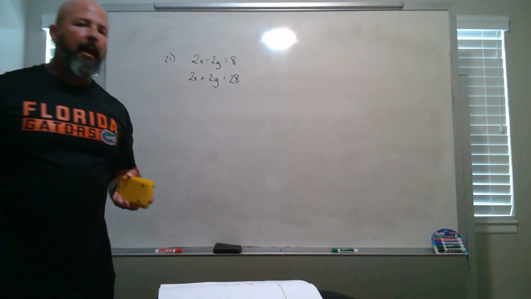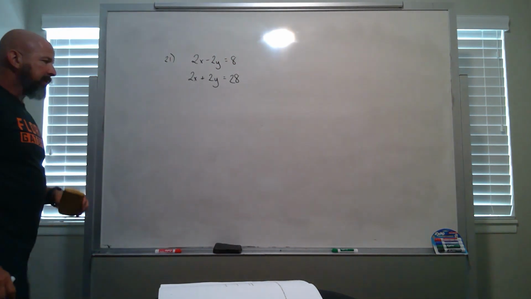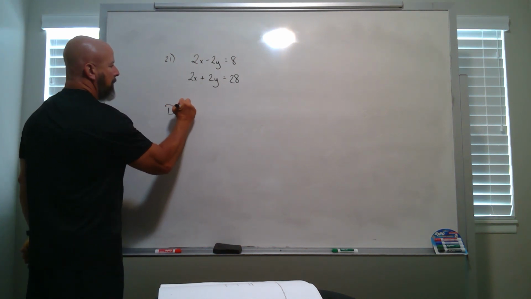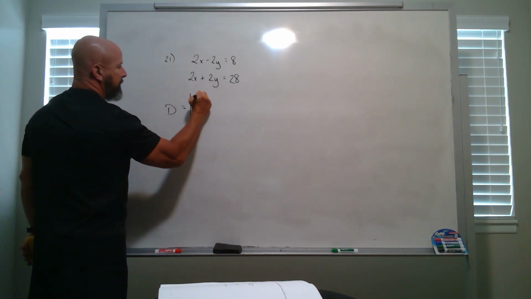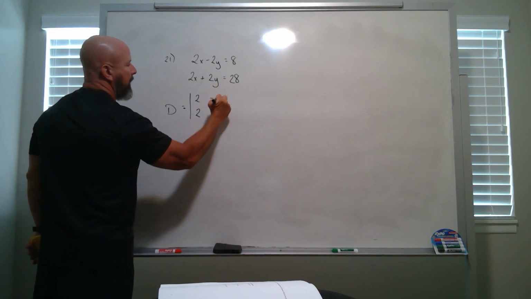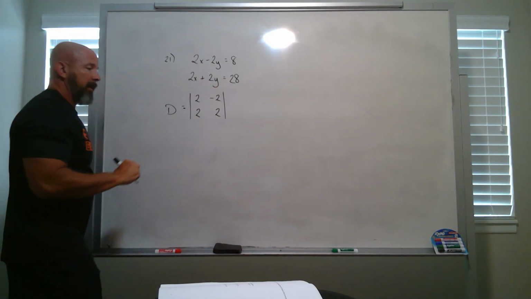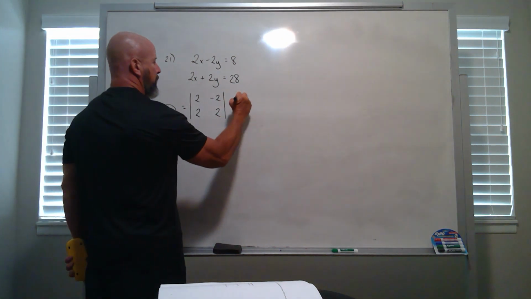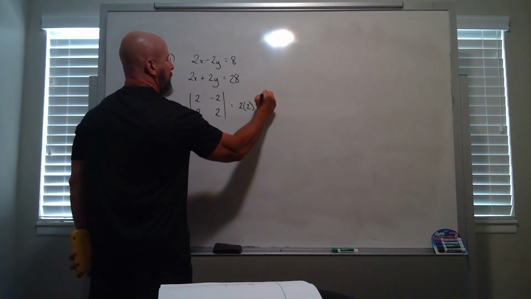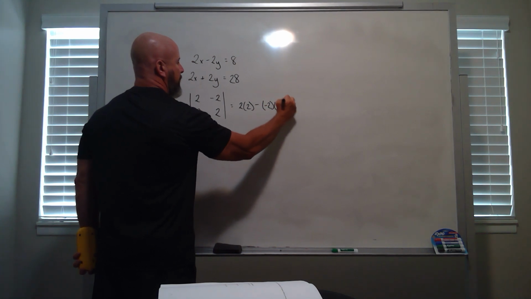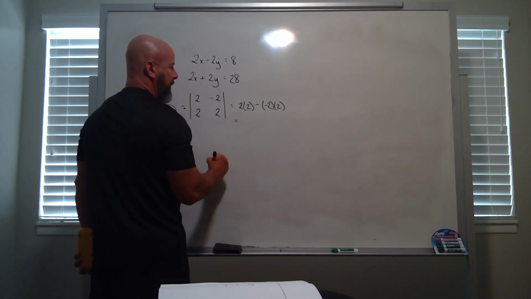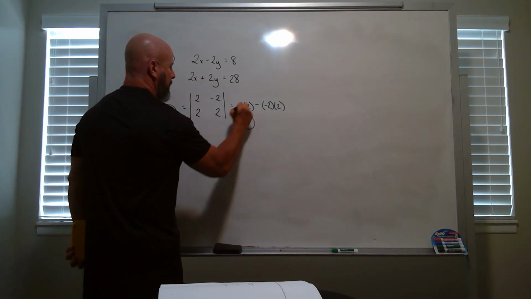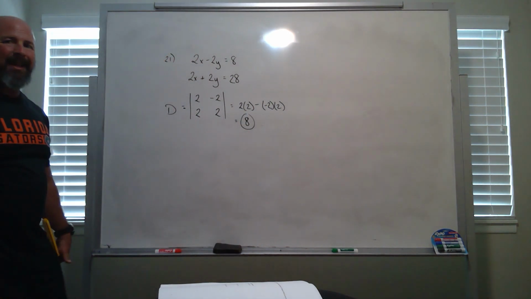We need to first find our base determinant, D. That's going to be the x and the y column. So I've got a 2 by 2 piece there. So I'm going to have 2 times 2 minus -2 times 2, which would be 4 plus 4, 8. There's my base determinant value.